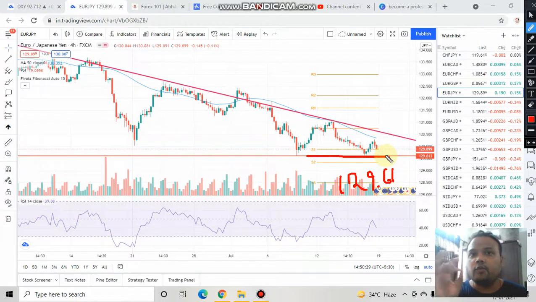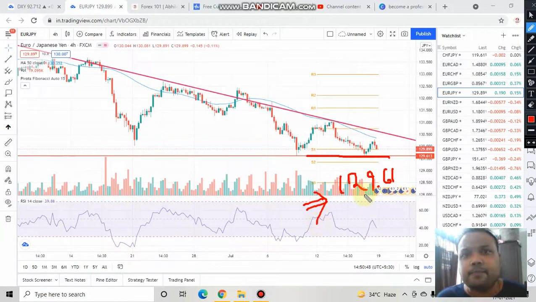You do not need to trade in the middle. As I always say, do not chase the market, let the price come to you. So let the price come to the support zone, or go to the resistance zone. In case it comes down to the support zone or the 129.61 level, just observe the price.